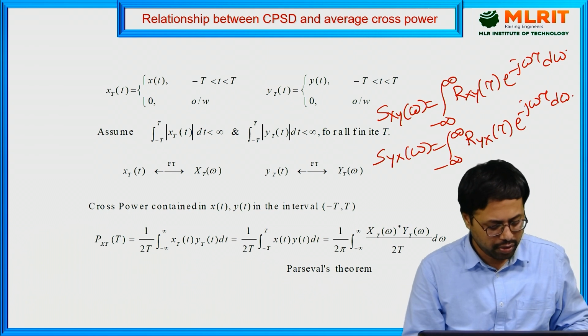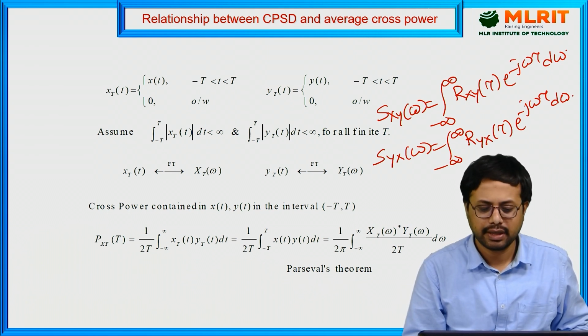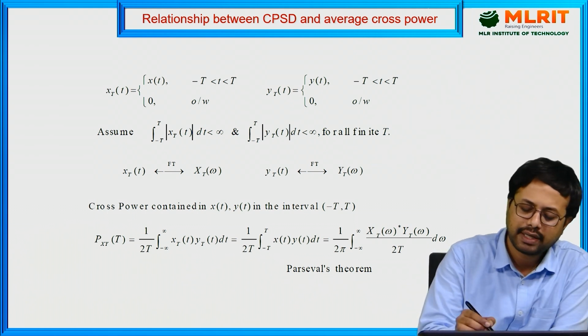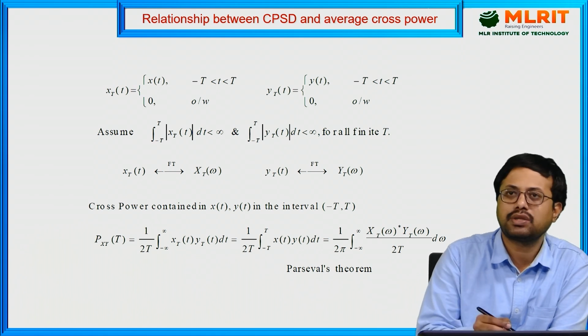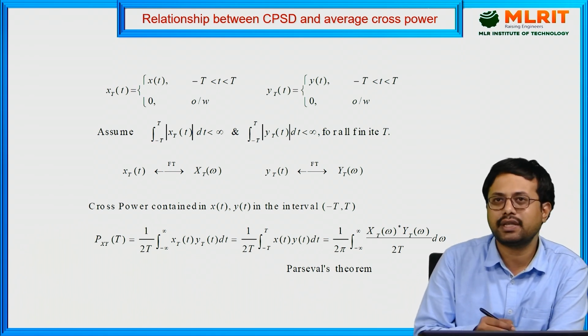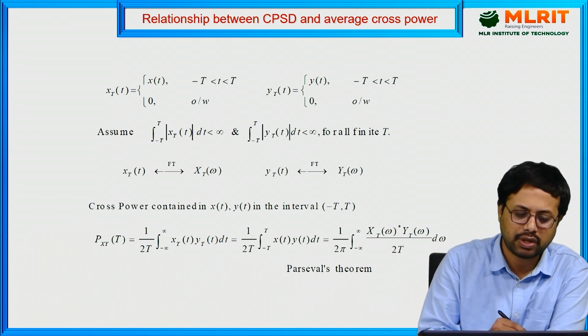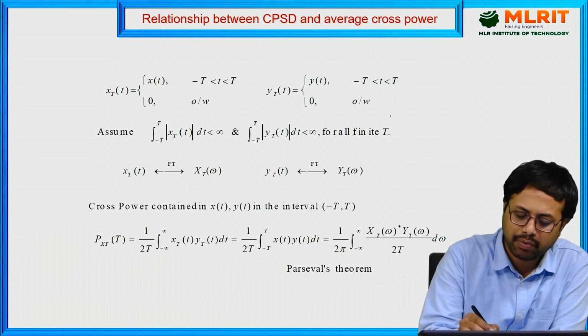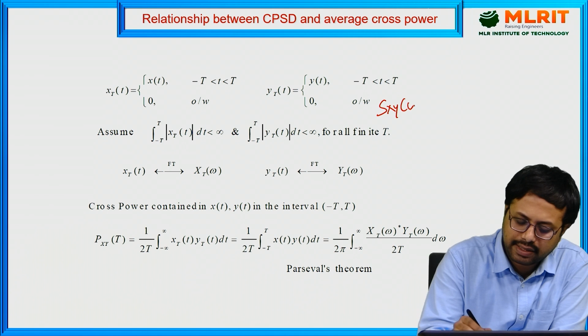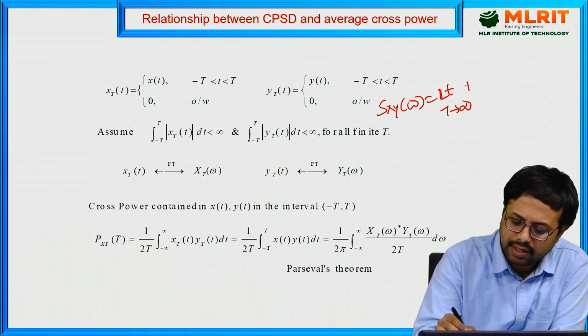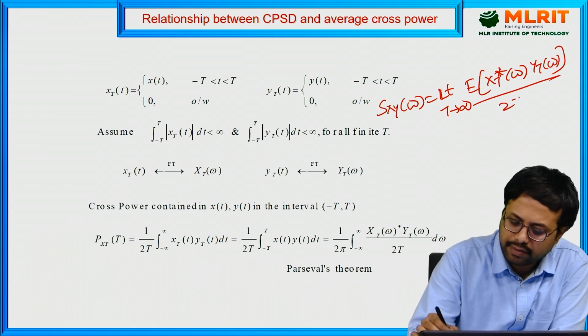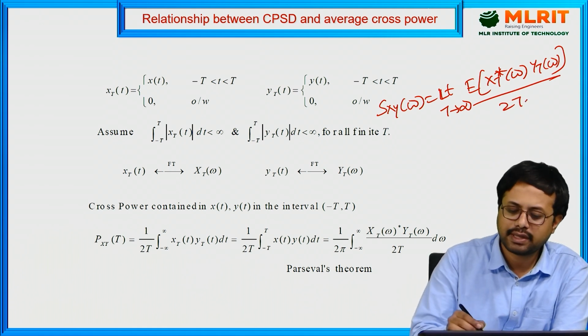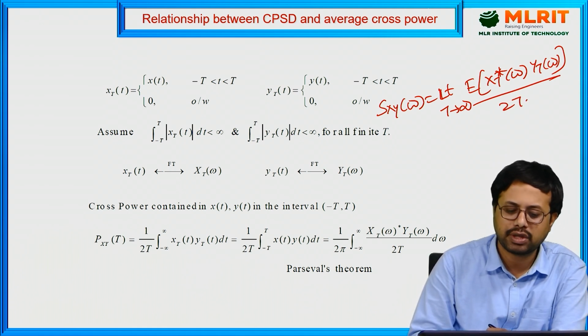Next, we have one more formula related to cross PSD. Cross PSD here is dependent on the cross correlation function. If you know the cross correlation function, you can easily find the cross power spectral density. Now one more formula: Sxy of omega is equal to the limit as T tends to infinity of the expectation of X star T of omega Y T of omega divided by 2T. This is one more formula related to the cross power spectral density.